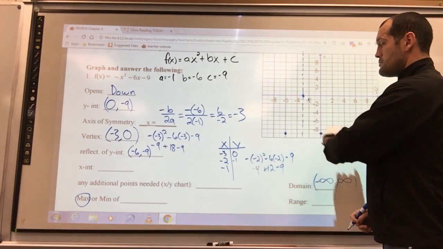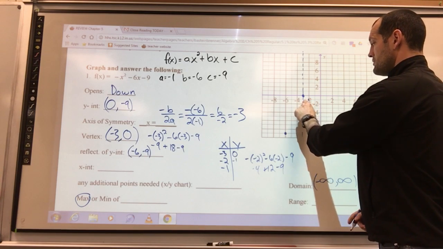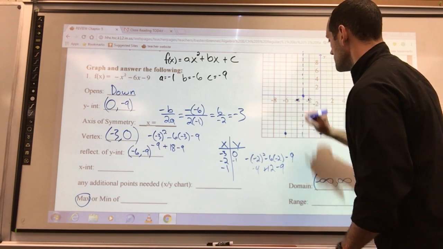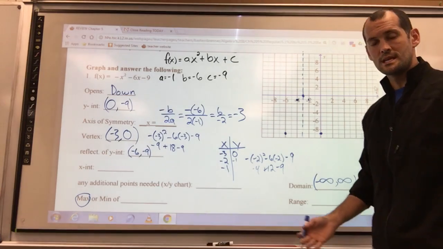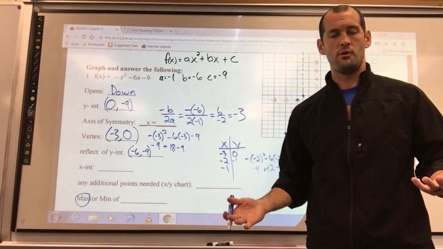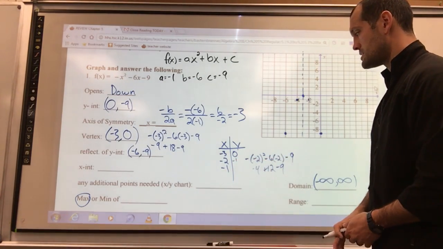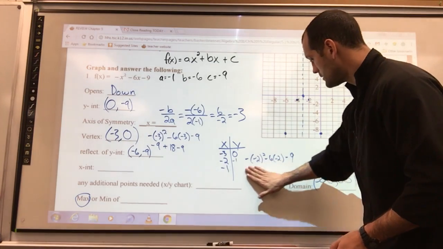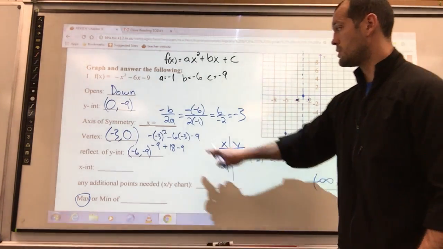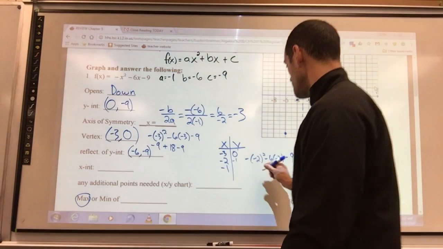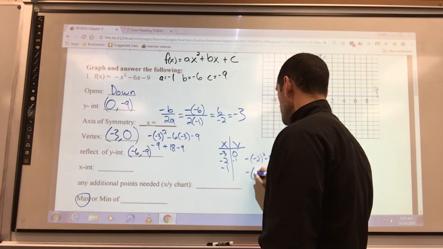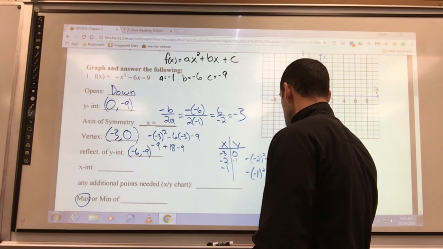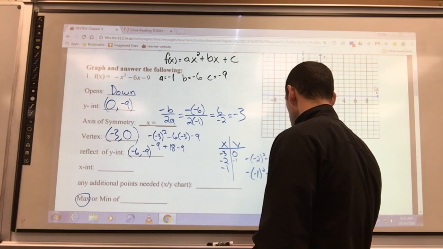Again, I can reflect any point I plot. If I'm 1 to the right, I know the reflective point is 1 to the left. Now, you can technically stop here. I only require 5 points. But just to demonstrate this skill one more time, I'm going to plug in -1. Again, it's only going back in for an x value to the original. So it'll be -(-1) squared - 6 times -1 minus 9.